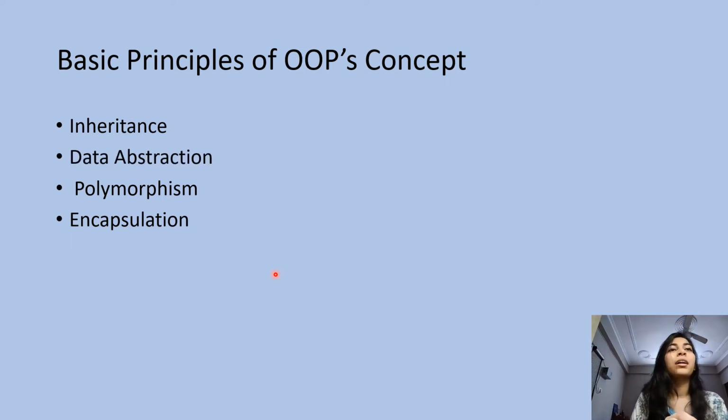So after all the differences and data types and objects and classes, let's finally study the basic concepts of object-oriented programming. The basic concepts of OOPS include inheritance, data abstraction, polymorphism, and encapsulation. We'll see what each one of them is, starting from inheritance, right?